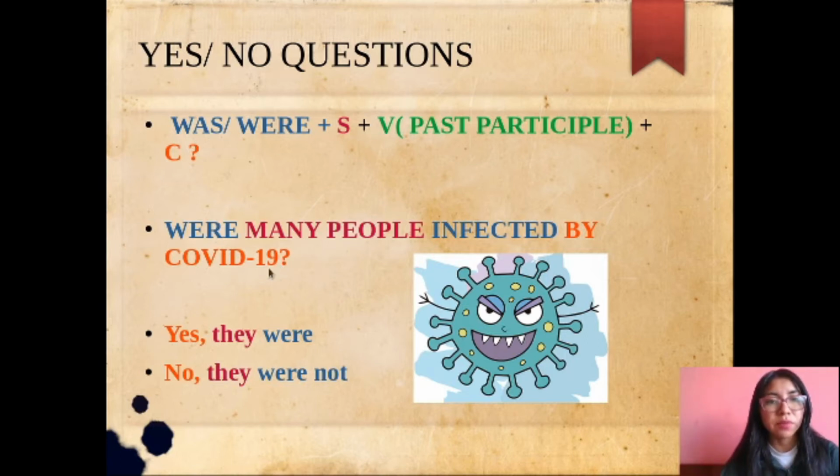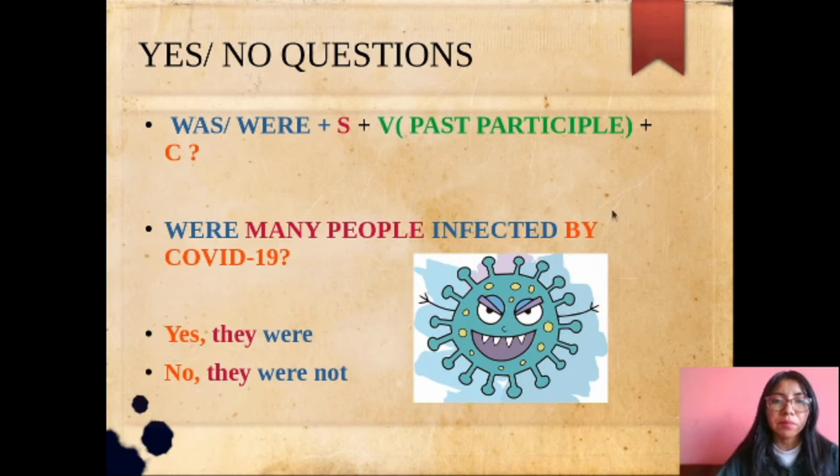How do you answer? Yes, they were. We are going to use they because we are talking about many people. Yes, they were, or no, they weren't. It means you are going to use yes or no, the subject, and our auxiliary, were, in this case, were. Pay attention here. If your question starts with were or was, you have to answer with yes or no. That is the reason, okay?